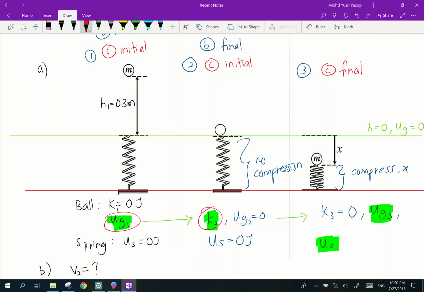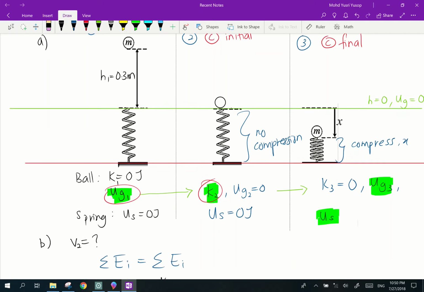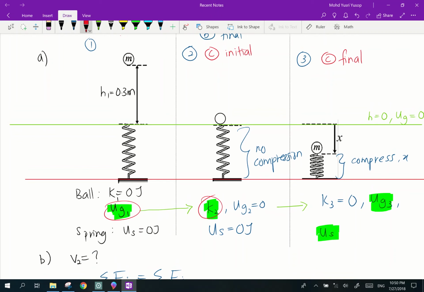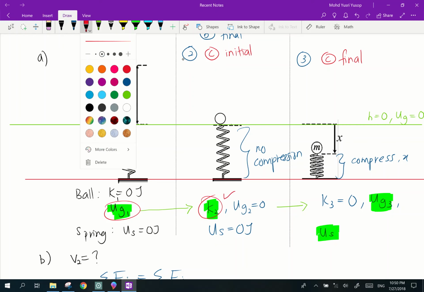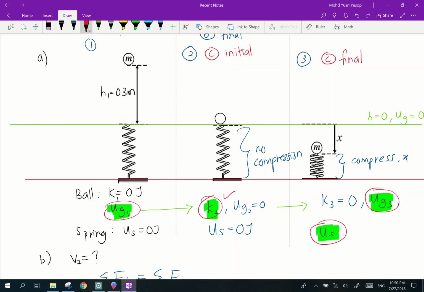So, sebenarnya kamu boleh cuba untuk pilih gambar yang pertama sebagai initial point ataupun untuk pilih gambar yang kedua sebagai initial point. Saya untuk example ini saya akan pilih figure 2 as initial point for question C and figure 3 as final point for question C. Okay, so kita tengok initial point gambar yang kedua, kita cuma ada K2 kinetic energy, dan gambar yang ketiga kita ada UG3 and juga US.